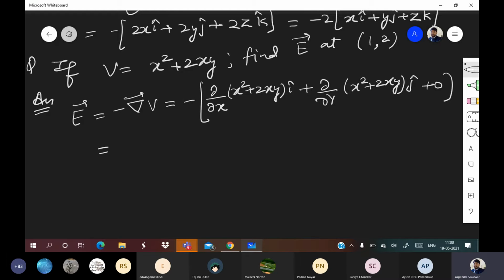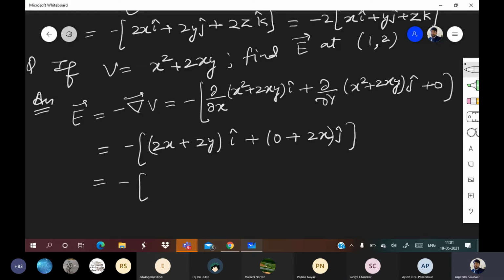All right, now minus is anyway outside. Differentiation of x square with respect to x will be 2x, and for differentiation of 2xy, y is constant, 2 is constant, differentiation of x will be 1, so that will be 2y, and this is i cap. Plus now you are going to differentiate with respect to y. When differentiating partially with respect to y, differentiation of x square will be 0 plus differentiation of 2xy will be 2x, and that is j cap.